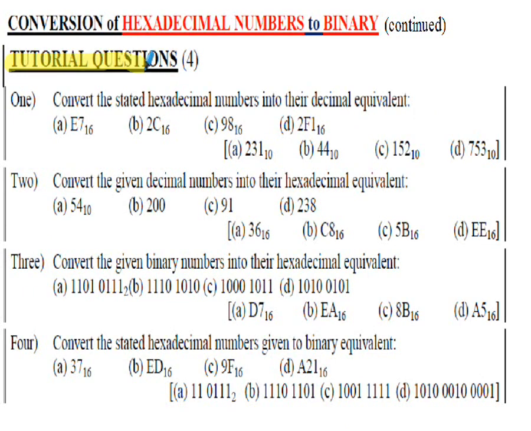I'll leave you with some tutorial questions to attempt. In question 1, you're asked to convert hexadecimal numbers into their decimal equivalents. In question 2, you're asked to convert decimal numbers into their hexadecimal equivalent. In question 3, you're asked to convert binary numbers into their hex equivalent. In question 4, you're asked to convert hex numbers into their binary equivalent. Answers are shown against each question in the square brackets.